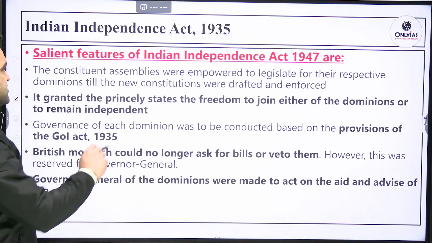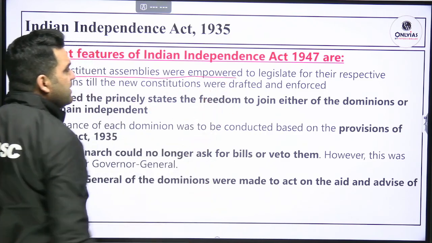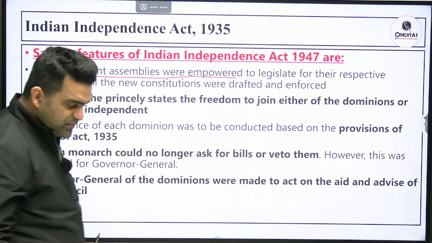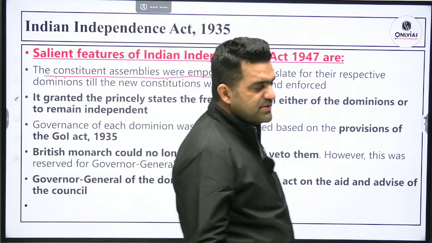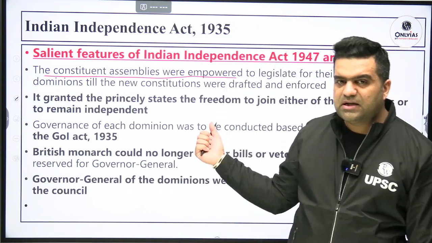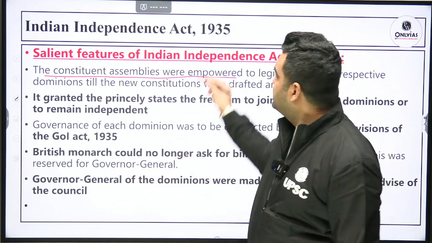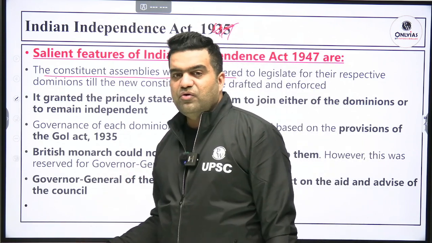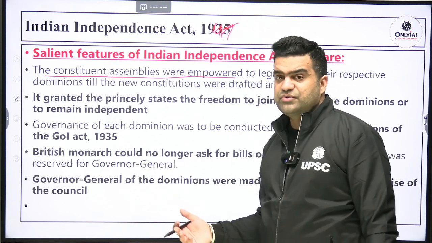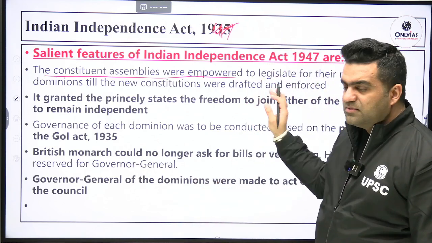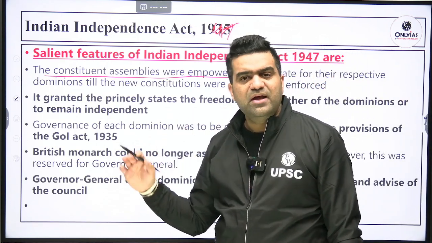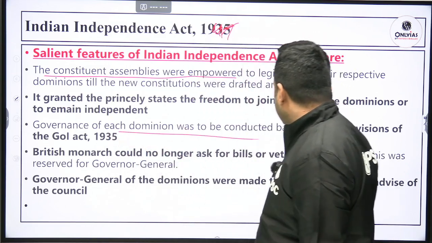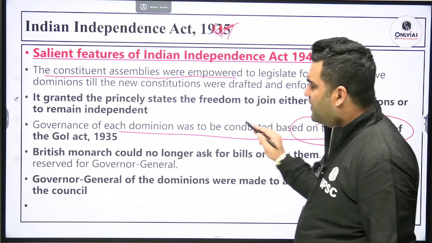Okay. Salient features of this act: the constituent assemblies were empowered to legislate for their respective dominions. Whatever laws and regulations will be made by the Constituent Assembly of India from the period of this Independence Act of 1947 till the drafting and ultimate enactment of the new constitution comes into force, all those laws, bylaws, rules made by the Constituent Assembly to manage the dominion of India will be held to be valid. Governance of each dominion was to be conducted based on the provisions of Government of India Act of 1935.